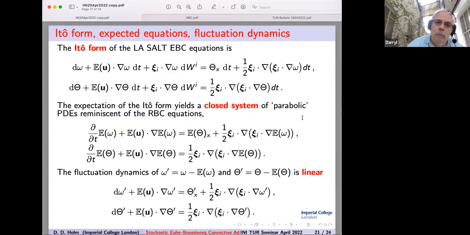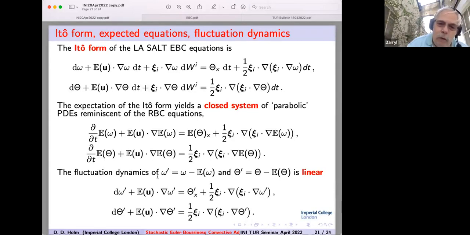These equations are parabolic in a sense. They're just like the Oberbeck equations, or Oberbeck something equations, for RBC, for the Rayleigh-Bénard convection. But like I said, the boundary conditions don't make it the Rayleigh-Bénard problem. Still, for this problem with these boundary conditions, we can compute the expectations of the solutions.